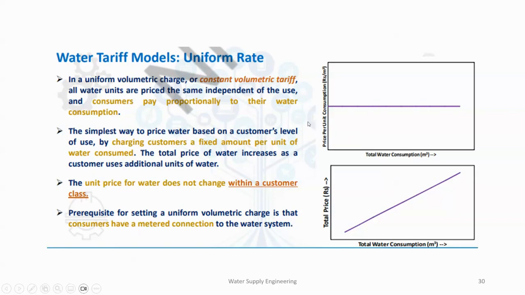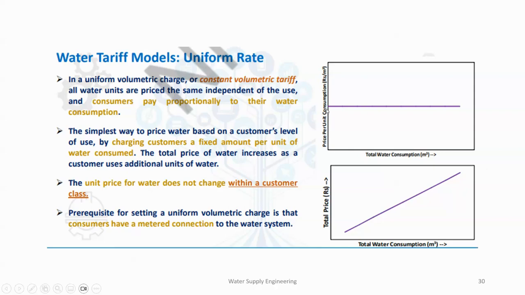So, second method, that is volumetric rate models. First one, uniform rate method. So, in a uniform volumetric charge or constant volumetric charge, independent of the use, all water units are priced the same. That is, depending upon the consumption, they just pay the amount. So, total price and total water consumption are proportional.